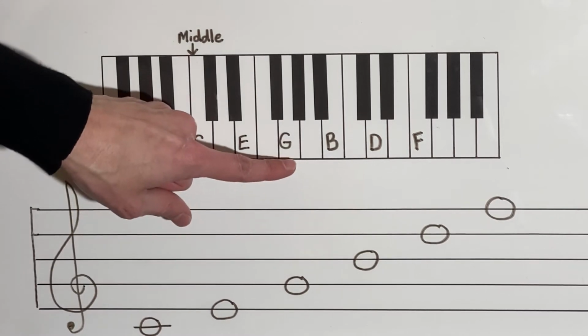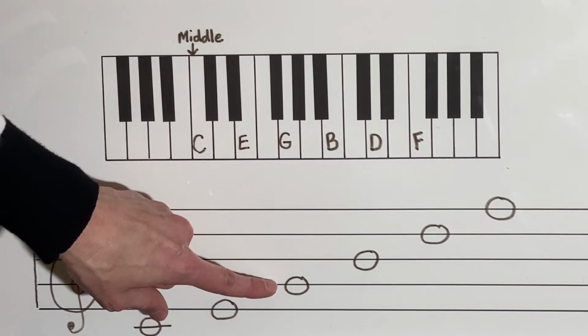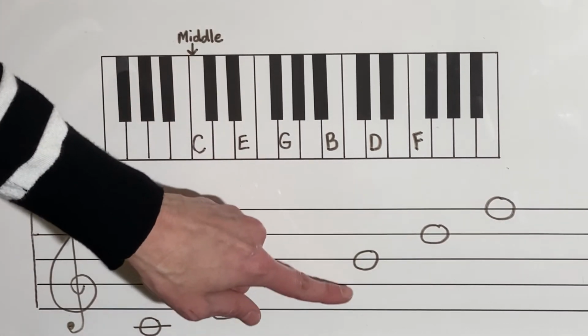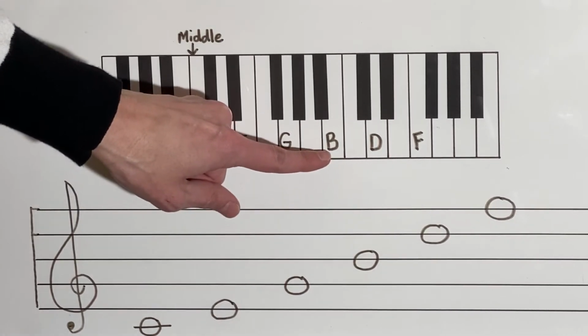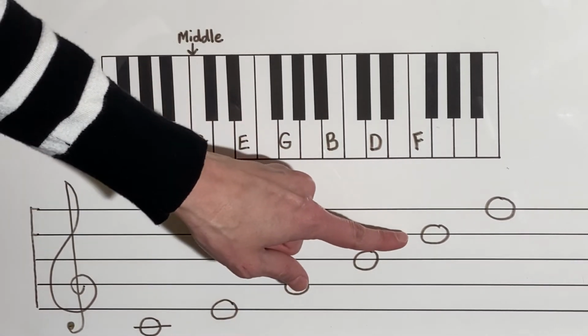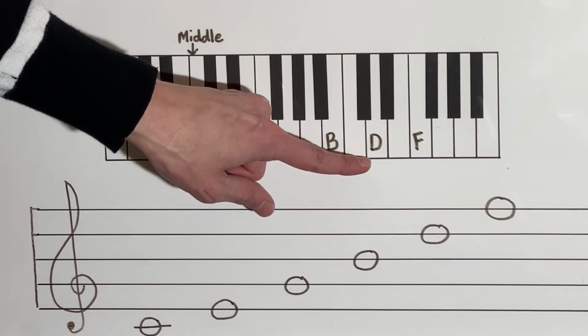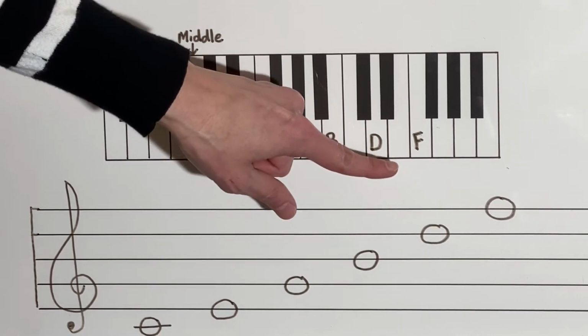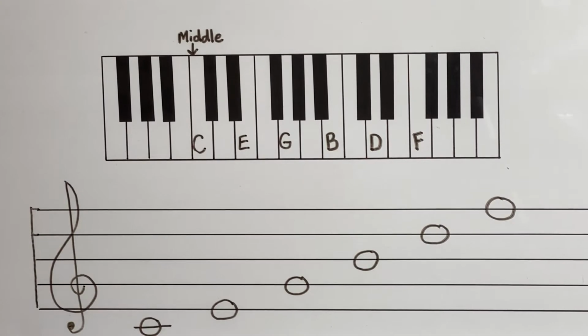Line 2 is always going to be our G line, and it's going to be this G right here. Line 3 is our B line, and it's this B. Line 4 is our D line, and it's this D. And then our last line, line 5, is our F line, and it's going to be that F.